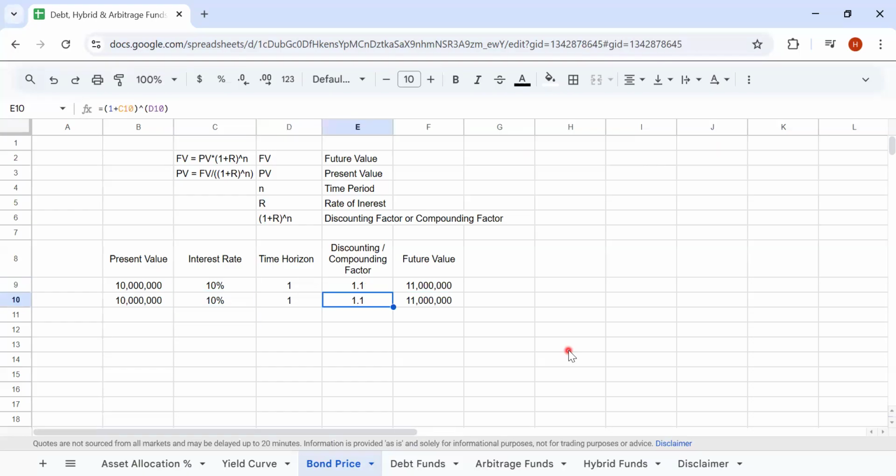In a similar fashion, if somebody needs 1 crore 10 lakhs of future value, what is the amount he or she has to invest? That would be 1 crore here, right? Because the interest rate is 10%.